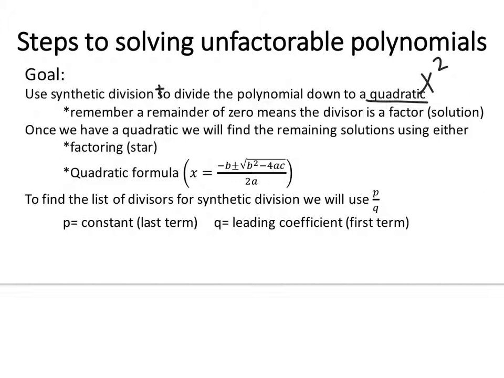Now, the one thing we haven't talked about is what we're going to divide by when we use synthetic division. We're going to come up with what to divide by using our P over Q list. P is your constant term, or the last term, and Q is your leading coefficient. It's kind of hard to explain, so I'm just going to show you in our first example.